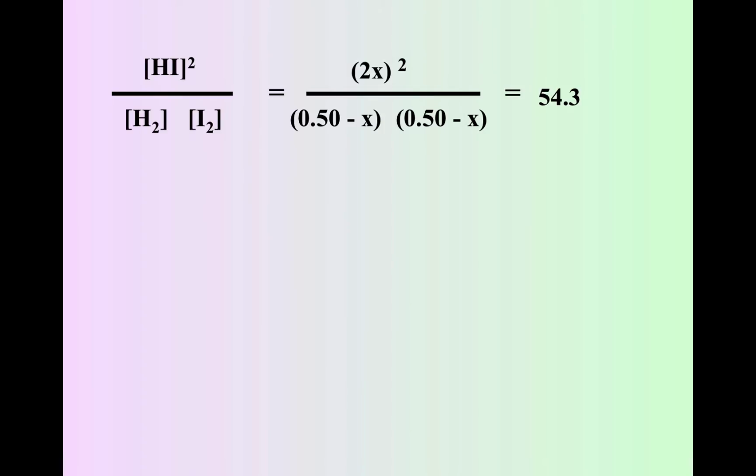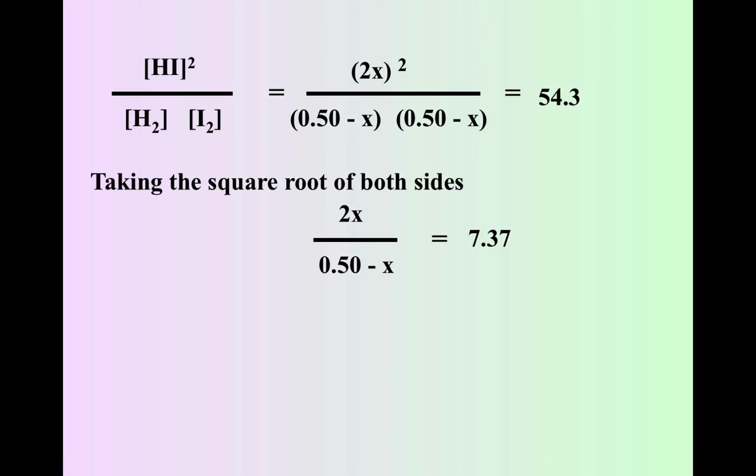All right, so we have a trick we can use here. Looking at this, 0.5 minus x times 0.5 minus x is the same thing as 0.5 minus x squared. If I take the square root of both sides, I get rid of that squared term in the numerator and one of the 0.5 minus x in the numerator. Now, taking the square root of 54.3 is a number. So now this makes it a lot easier to solve, right?